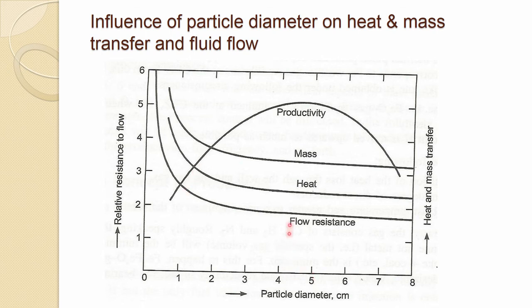the productivity reaches the maximum somewhere when your particle size is about 45 millimeter or 4.5 centimeter. And that is where you have the highest productivity. You can blow more air, less coke rate, and good heat and mass transfer. Flow resistance is also less in that case. So, this shows how the size affects the mass transfer, heat transfer, and fluid flow.